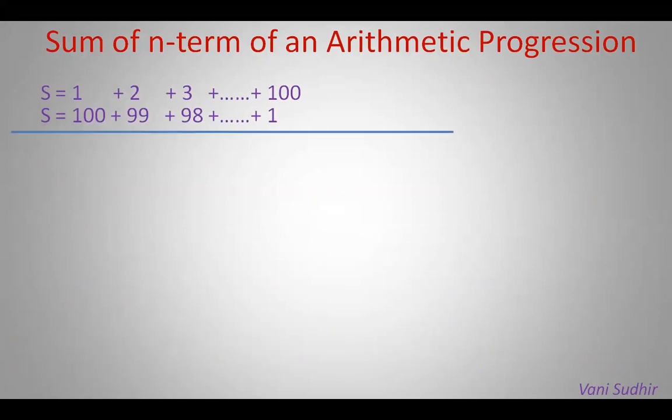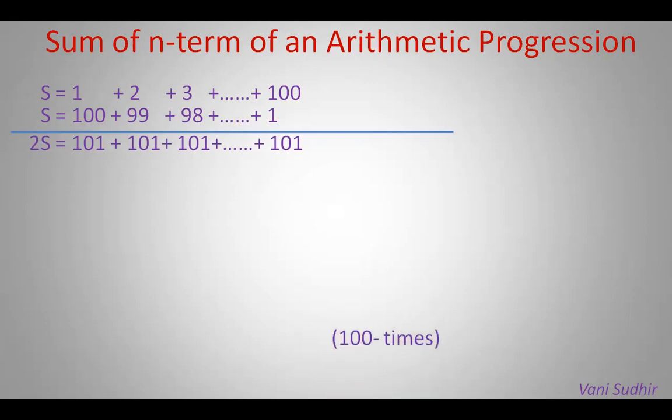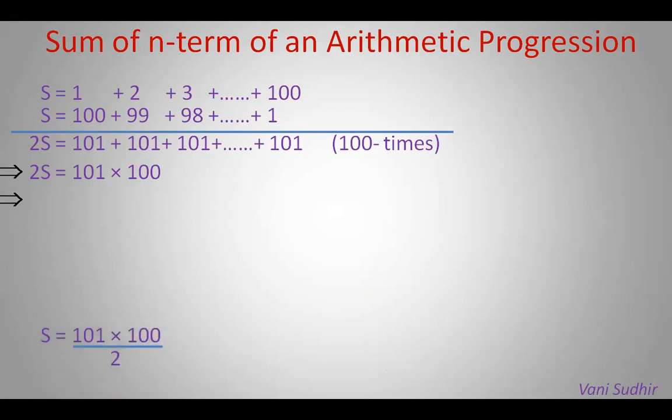Then he added both. The sums will be the same, so twice S will be equal to 1 plus 100, that is 101; 2 plus 99, it is also 101; 3 plus 98, it is 101; and 100 plus 1, it is also 101. Here the same number 101 is added 100 times, so twice S will be 100 times 101, or 101 times 100. So S will be 101 times 100 upon 2.